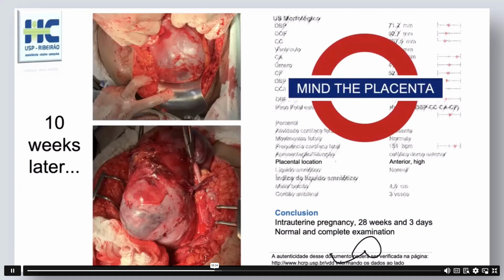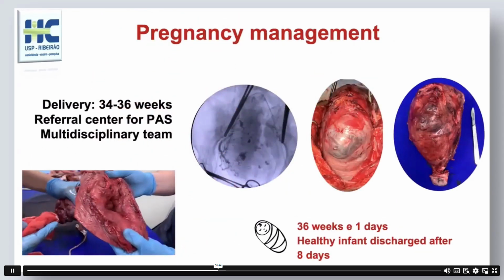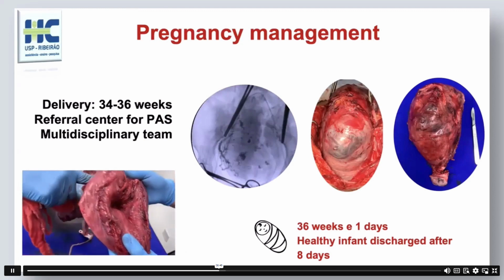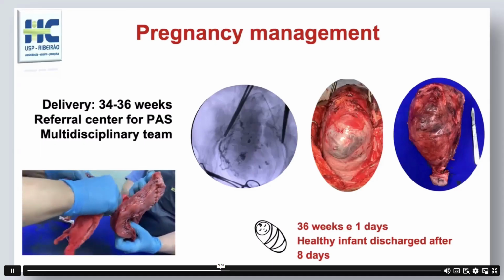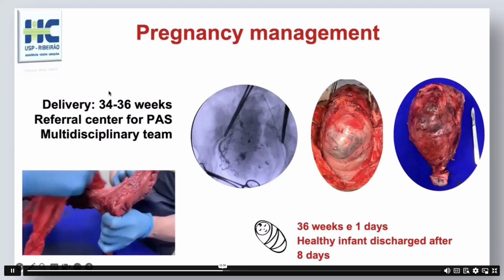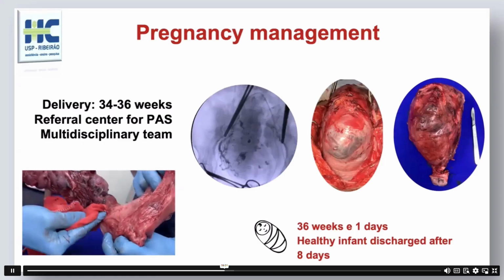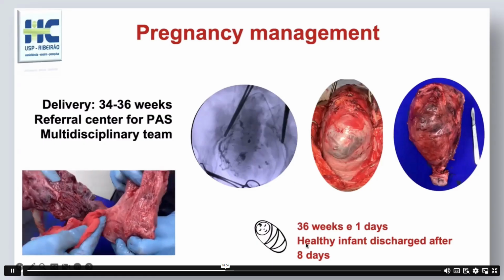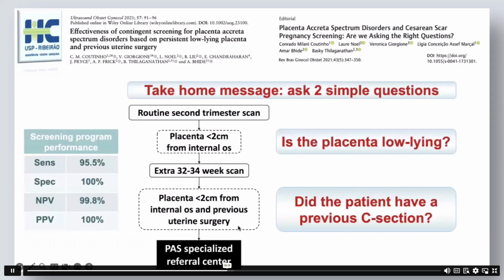So once again, I urge you to pay attention to the placenta during every ultrasound examination, because if we see this condition, we have to send this patient for confirmation or exclusion of this diagnosis by a specialist referral center. These patients need to be delivered by a multidisciplinary team by elective C-section between 34 and 36 weeks to have good conditions. And many add-ons might need to be used during surgery for better outcomes.